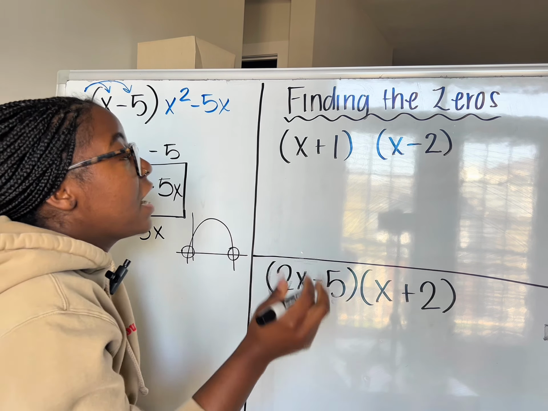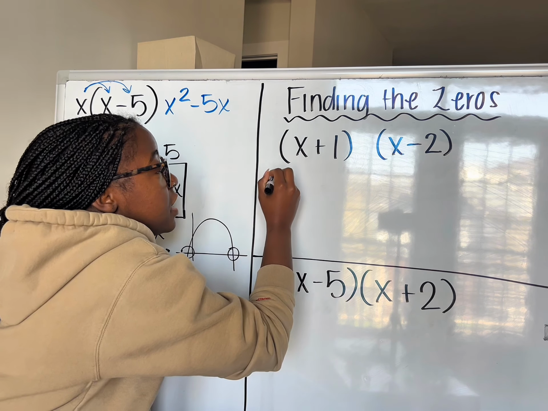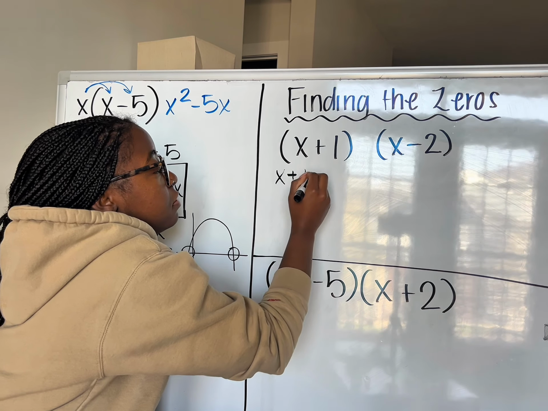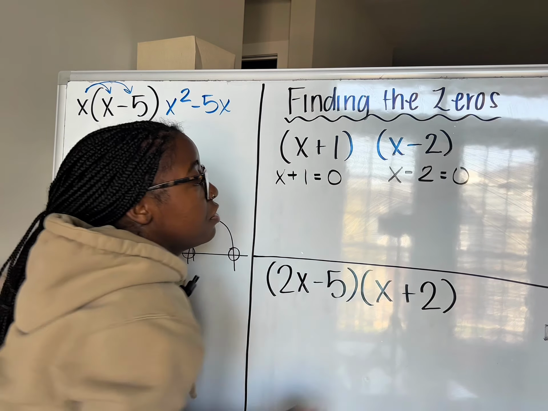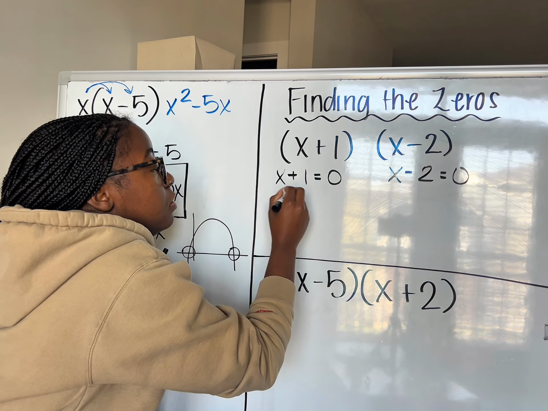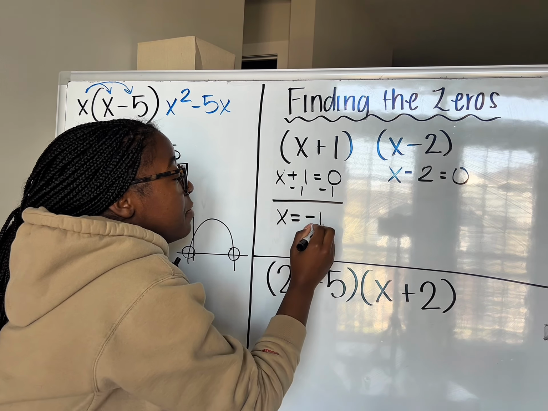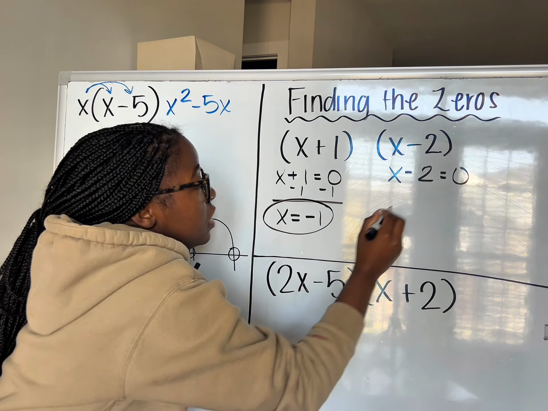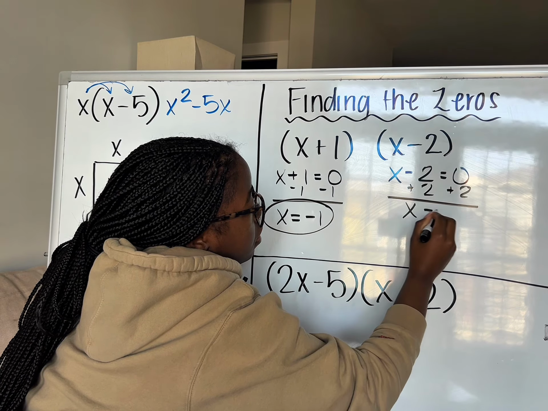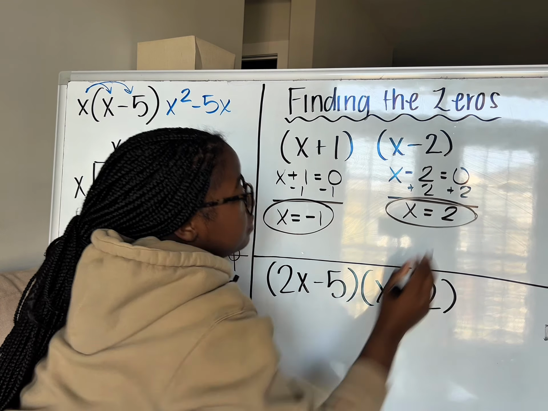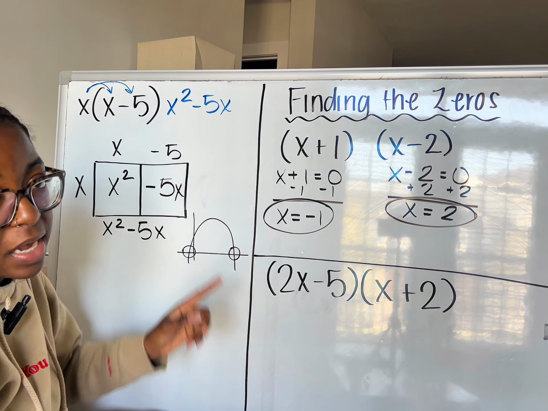Okay? So how you do that is very simple. All you're going to do is set it equal to 0. So you're going to say x plus 1 equals 0, and then x minus 2 equals 0, and you're going to solve for x. How do I do that? Subtract 1. X equals negative 1. So that means my parabola crosses at negative 1 and positive 2. That's it. So this point will be at negative 1. This point will be at positive 2.